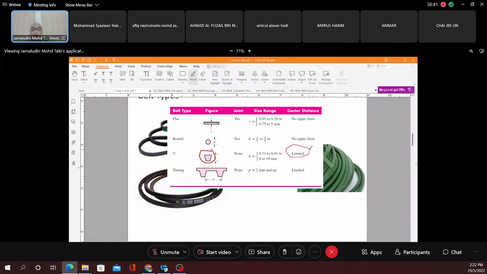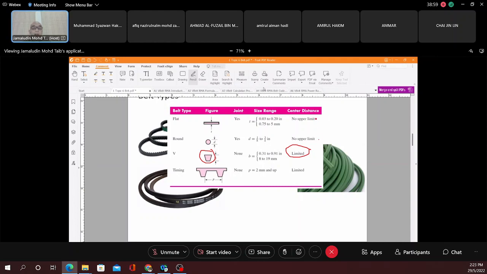Unlike the flat and the round belt, you can have any length you want. You just wrap the pulley and join the belt. That's it for the flat and round belt. That's why there's no upper limit here.